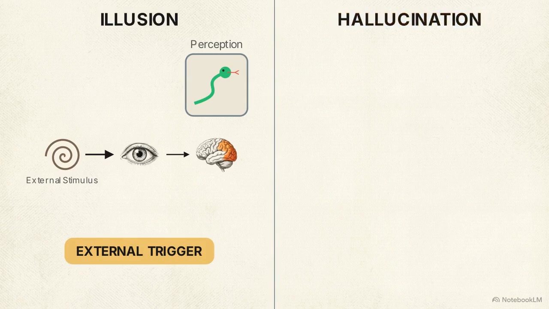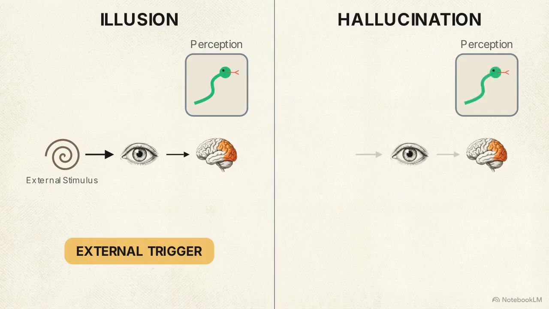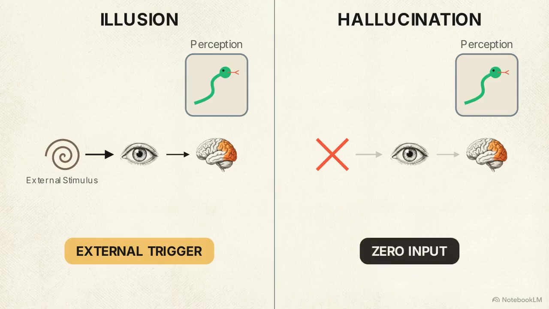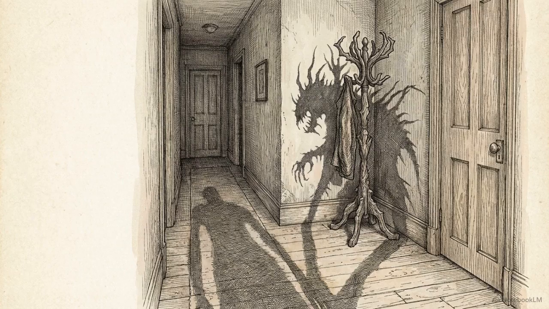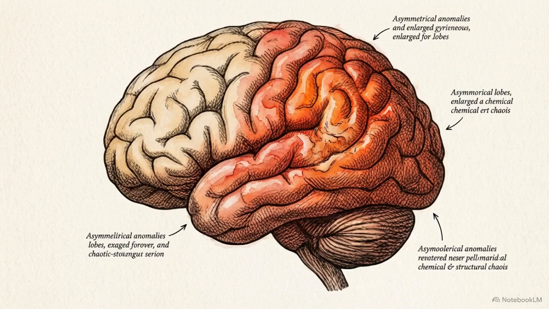On the right side, we see the hallucination pathway. The sensory cortex spontaneously activates. Neurons fire and generate a highly detailed perception, but the optic pathway carries zero input. No stimulus is present. Identifying whether a stimulus is present or absent dictates the entire clinical response. An illusion is a processing distortion common in fatigue or low light. A hallucination indicates a severe disruption in brain chemistry or structure.